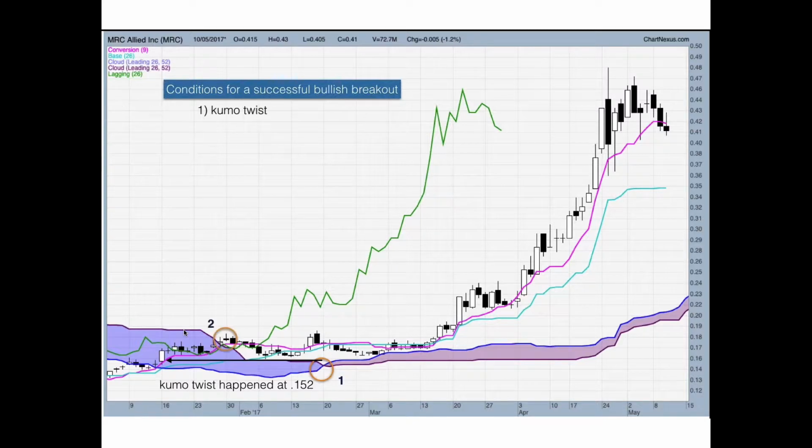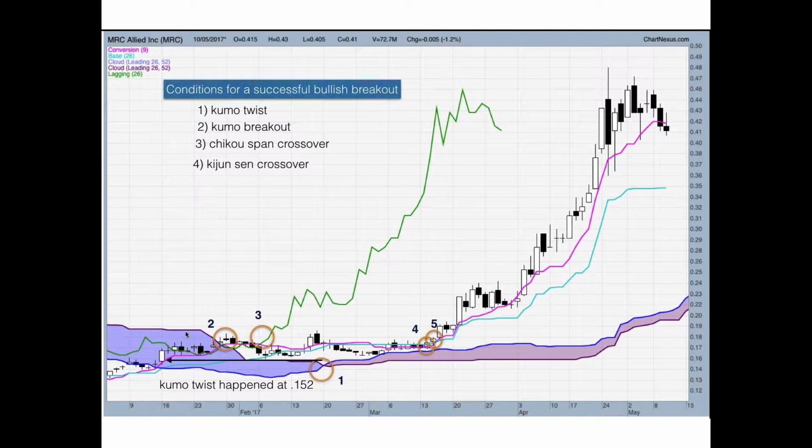This was the Kumo twist. And then a Kumo breakout happened in number 2. Then the Chikou span broke above the price in number 3. In number 4, the Kijun Sen crossed above the price. Number 5, the Tenkan Sen crossed above the Kijun Sen line. What do you notice about these elements or these components? The signals happened above the Kumo.